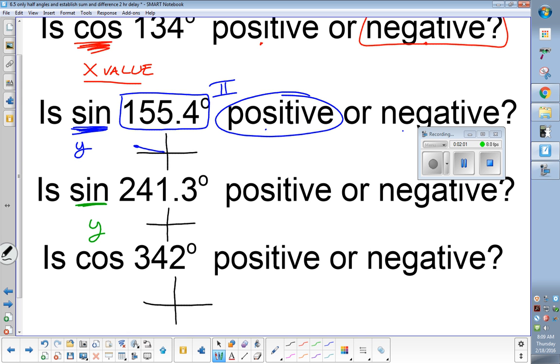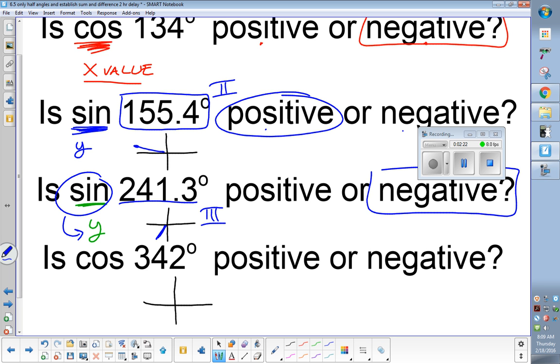Sine means y. We're doing 241.3 degrees, so I'm looking at my unit circle. 240 is down here, so 241 is probably something like that. So this would be in the third quadrant. Sine means y in the third quadrant. Oh, that would be a negative answer.